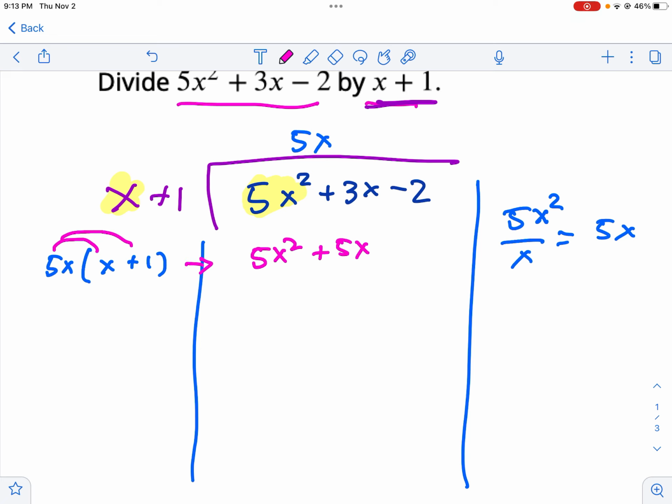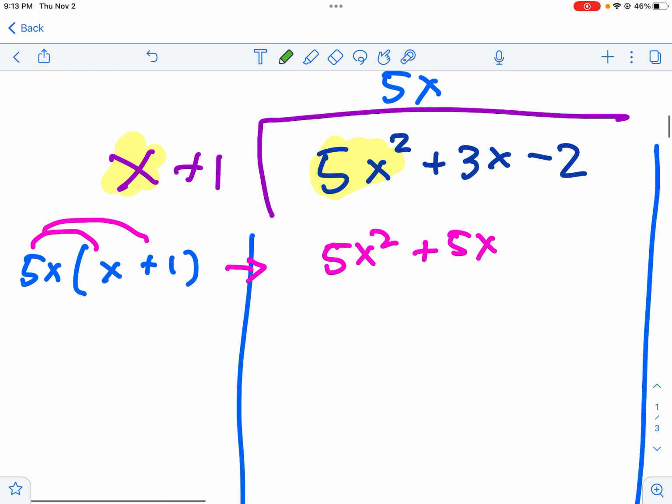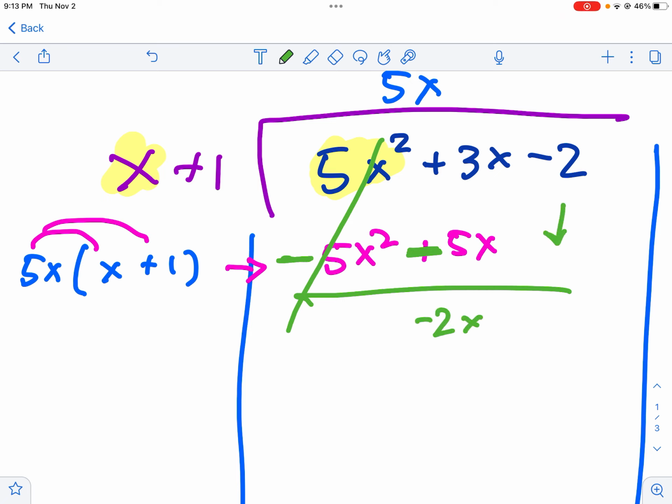The biggest thing that people always forget is this is being subtracted. So you can't just cross them out unless they are opposite. So the easiest way to do it is just go ahead and change your signs. Change that sign, change that sign. 5x squared minus 5x squared goes away. 3 minus 5 is negative 2x. Bring down this negative 2.